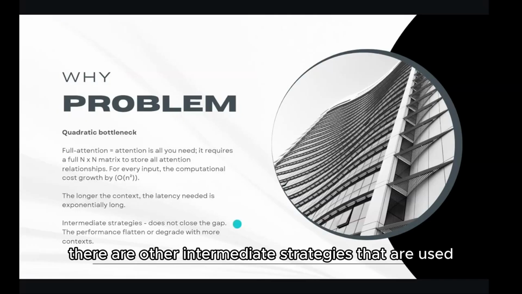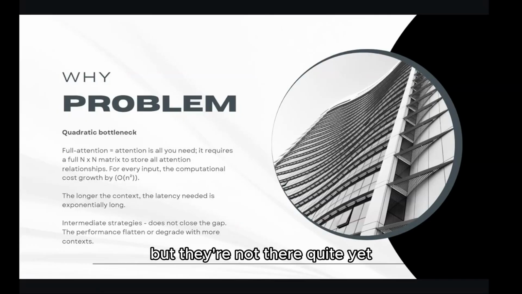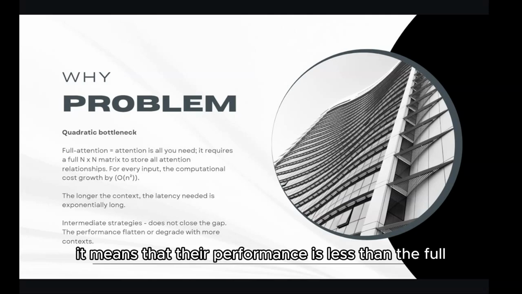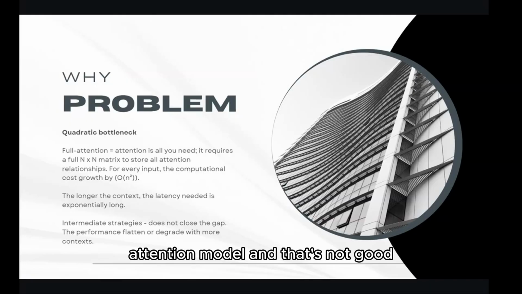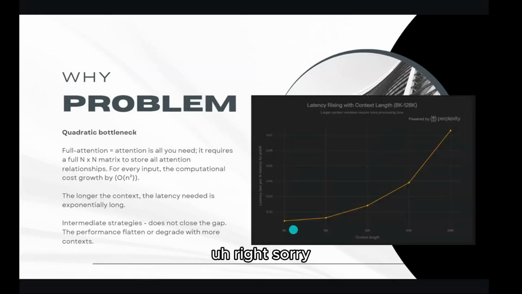There are other intermediate strategies that are explained in another paper, but they are not quite there yet. It means their performance is less than the full attention model. And that's not good, because we would rather wait a little bit longer than get the wrong answer. But it changed with this paper. So this is the graph. As you can see, with 8K, 16K context length, the x-axis is the number of inputs and the y-axis is the latency. Even so, as you can see, it's not linearly increasing, but exponential.